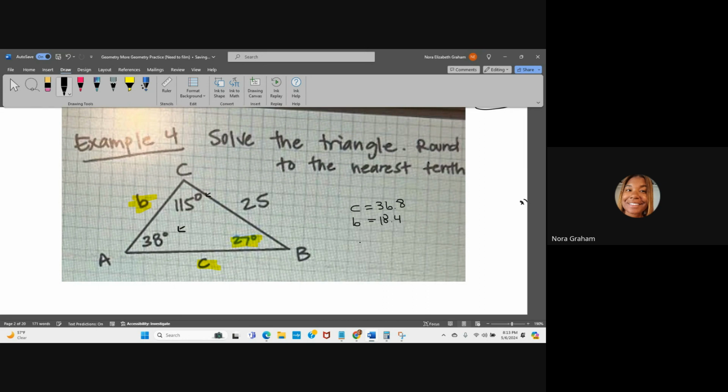And then your angle B is going to be equal to 27. That one is the one you use the triangle theorem for. All angles of a triangle should equal 180. So try this one by yourself and see if you get these answers.